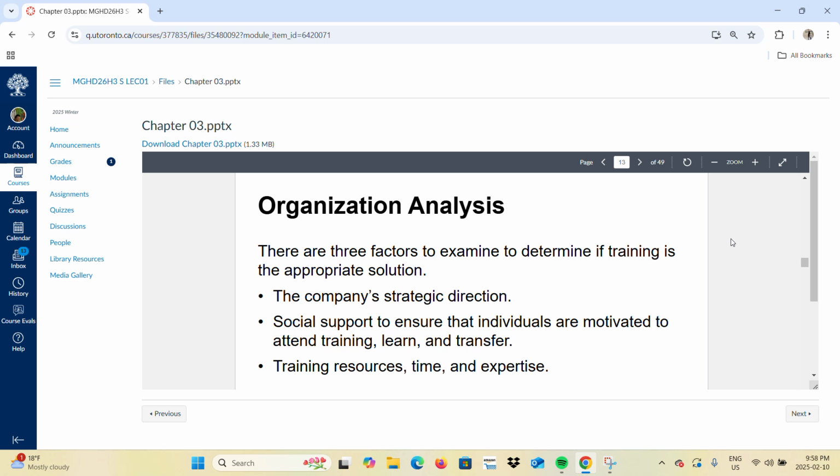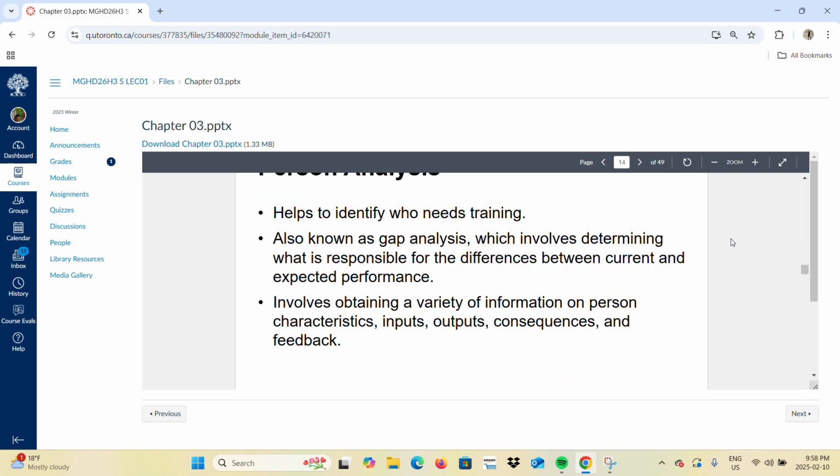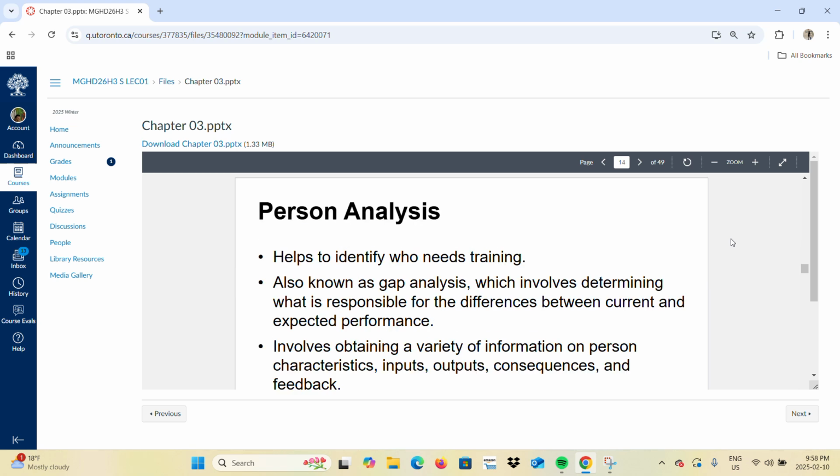For an organization analysis, there are three factors to determine if training is the appropriate solution. There's the strategic direction for the company. There's the social support to ensure that individuals are motivated to even train, learn, and then maybe even transfer that information. And then you have to look at the available training resources, which would include time, and then the employee or trainer expertise.